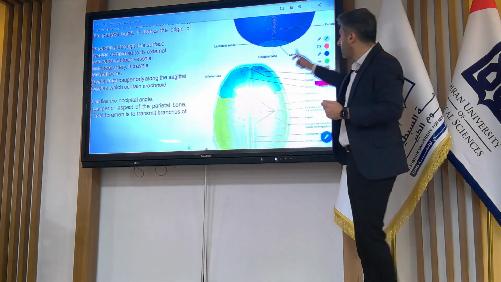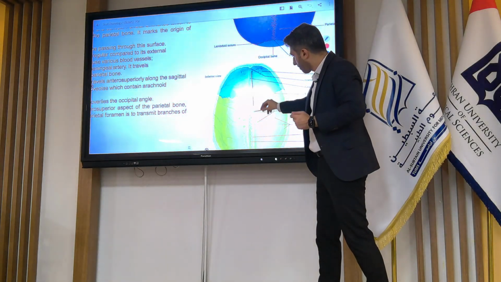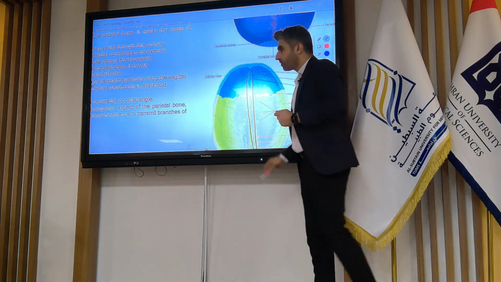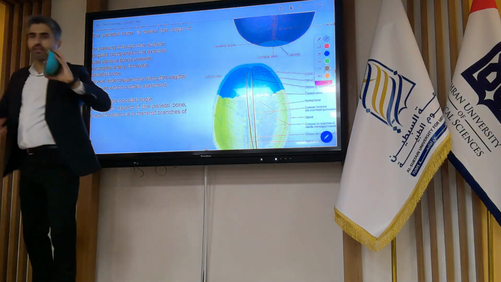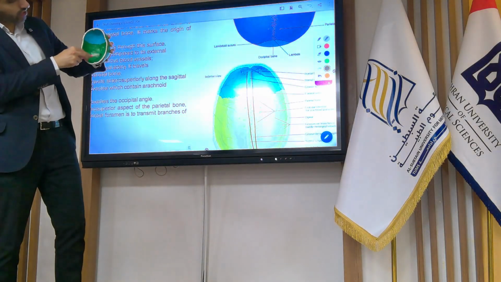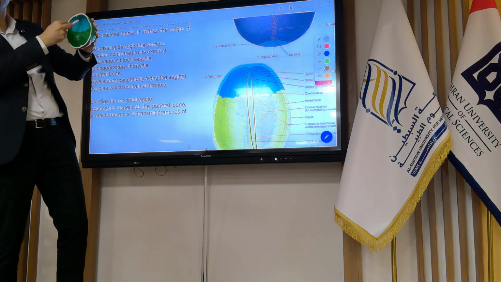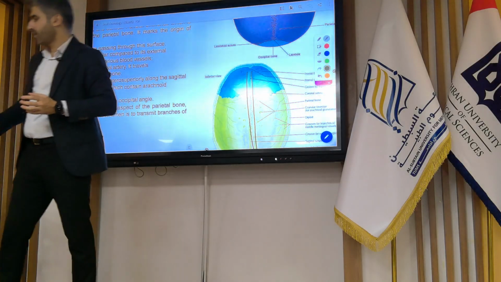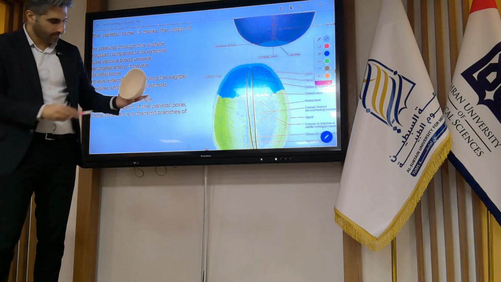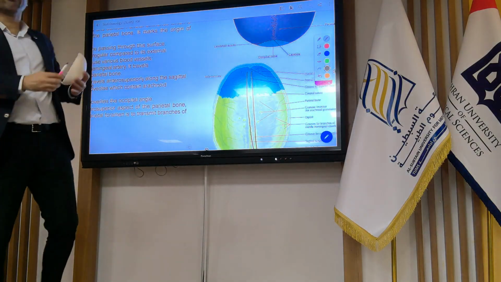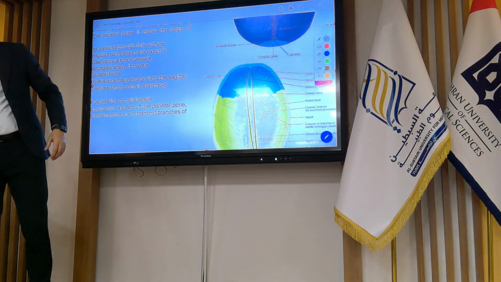And the third one is this. A big groove here at the center of the parietal bone, the sagittal sinus. What is that? It's here. Groove for the superior sagittal sinus.